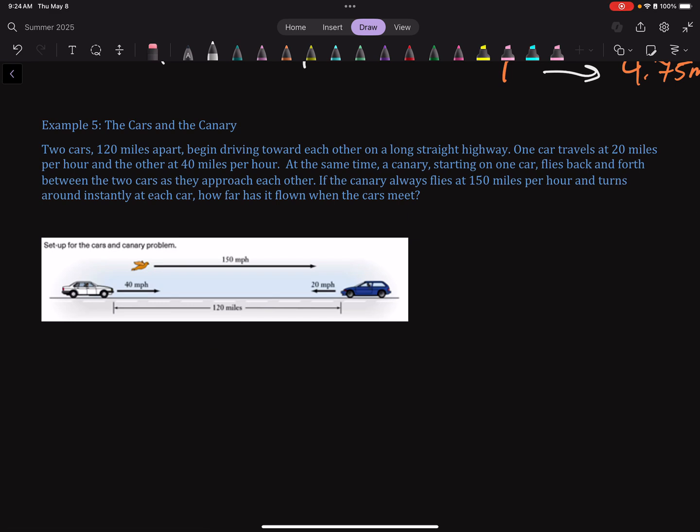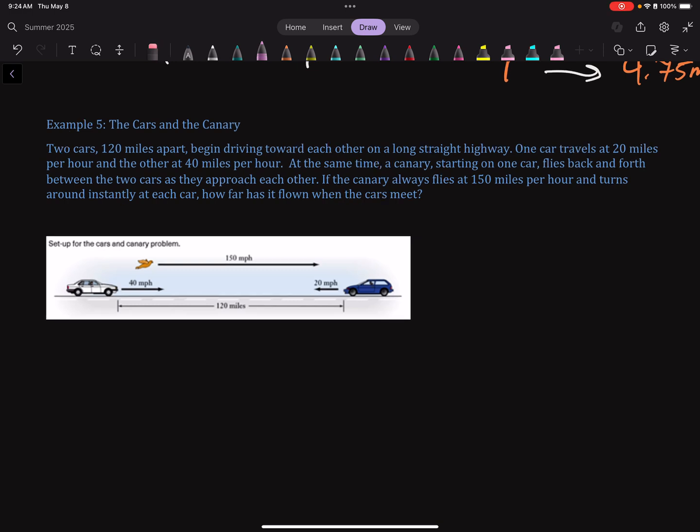Example 5. The cars and the canary. Two cars 120 miles apart are being driven towards each other on a long straight highway. One car travels at 20 miles per hour and the other at 40 miles per hour. At the same time, a canary starting on one car flies back and forth between the two cars as they approach each other. If the canary always flies at 150 miles per hour and turns around instantly at each car, how far has it flown when the cars meet?